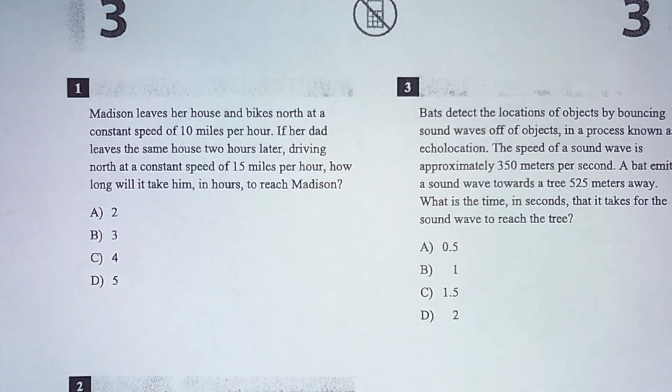Madison leaves her house and bikes north at a constant speed of 10 miles per hour. If her dad leaves the same house 2 hours later, driving north at a constant speed of 15 miles per hour, how long will it take him in hours to reach Madison? So here's one way we can find out.